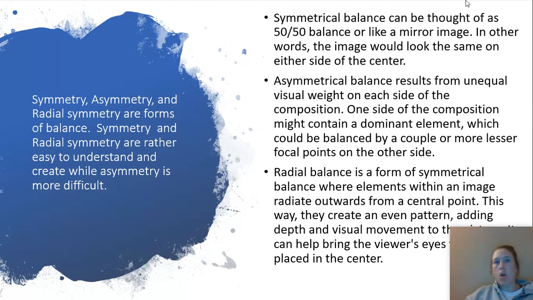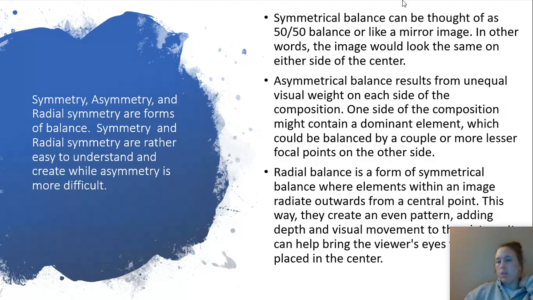Asymmetry is the one that's hard for people to understand. So it's usually unequal objects, but they're weighted visually. One element might dominate by being really large, but then you have a bunch of little elements on the other side, and they balance each other out. I'll show you some examples too.